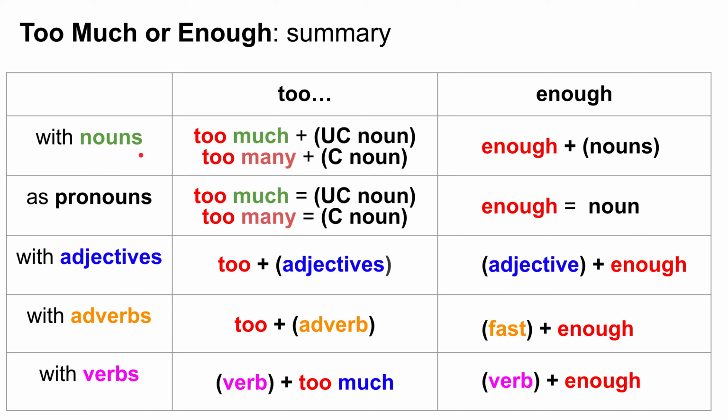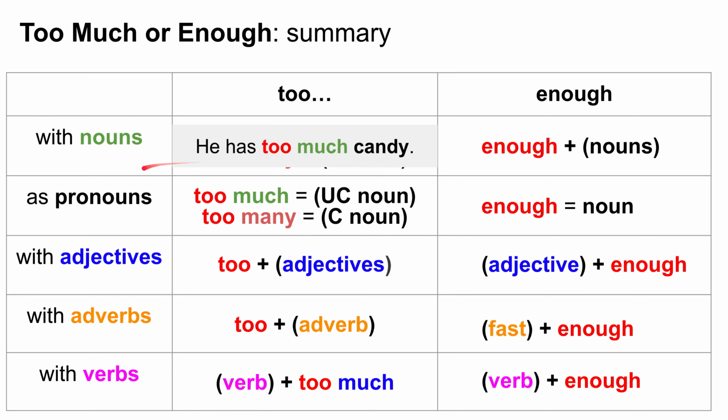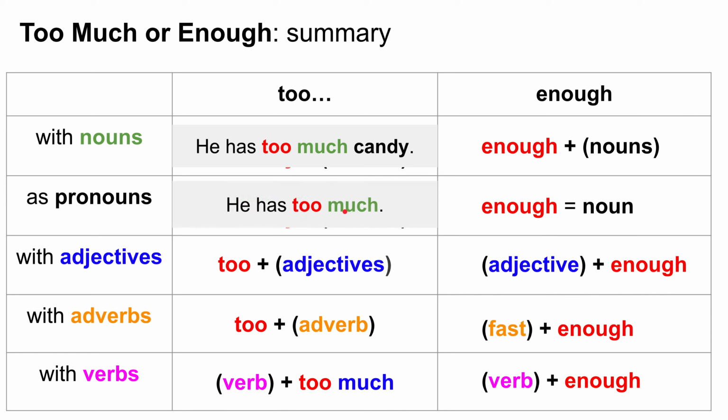So this is everything that we studied, and you can see that we can use too with nouns, and it's too much plus uncountable nouns, and too many plus the countable noun. For example, he has too much candy. As a pronoun, we say too much is the uncountable noun, and too many is a countable noun. So for example, he has too much.